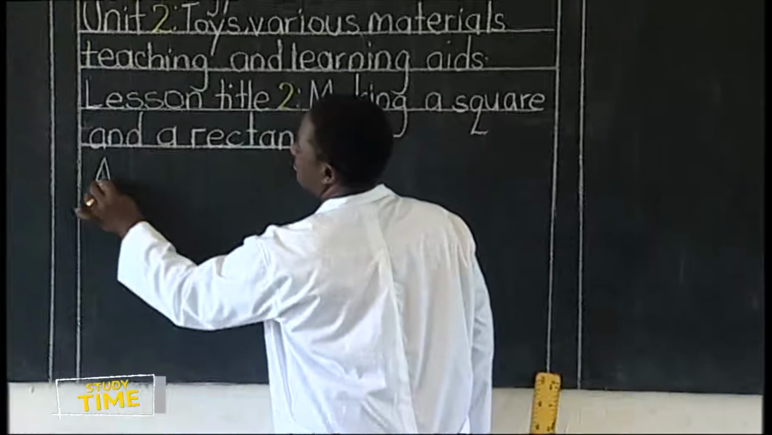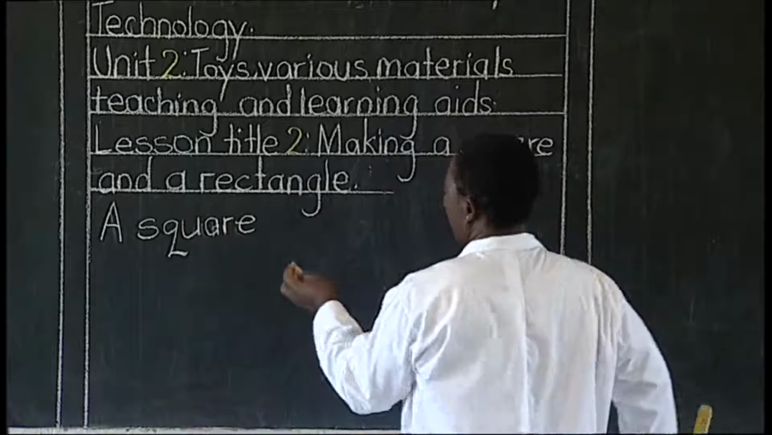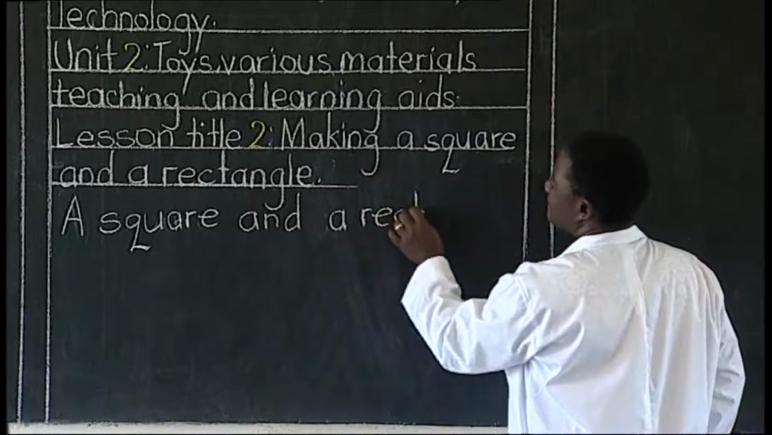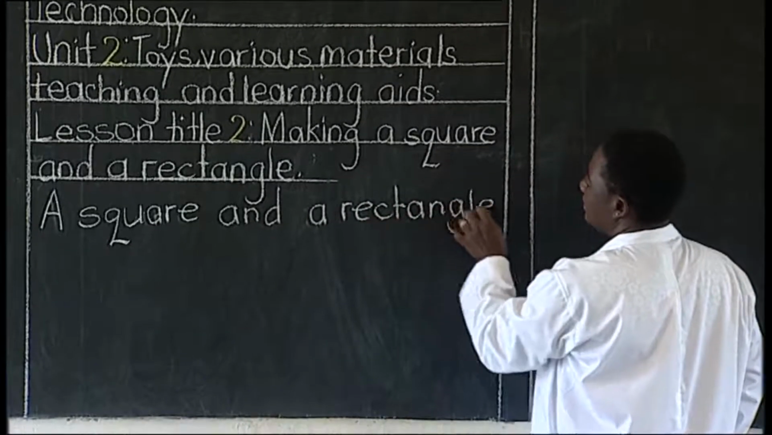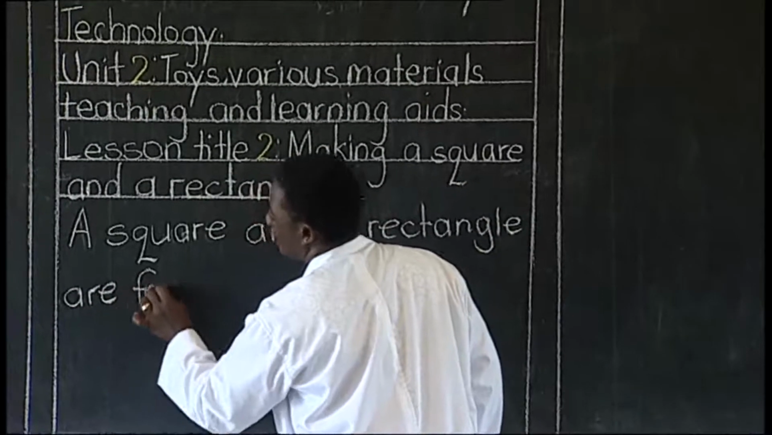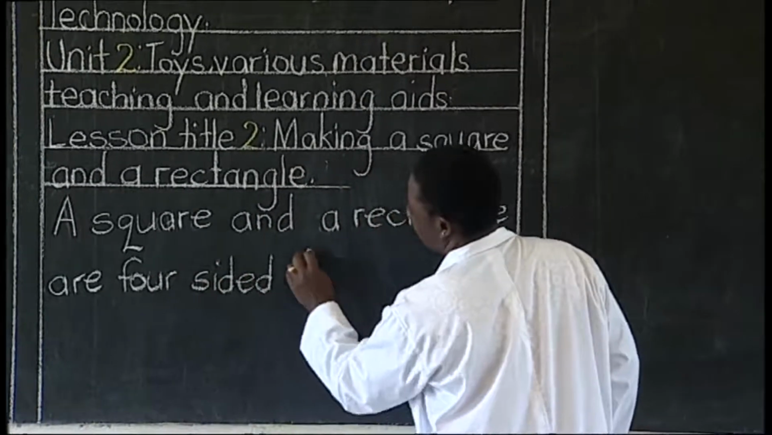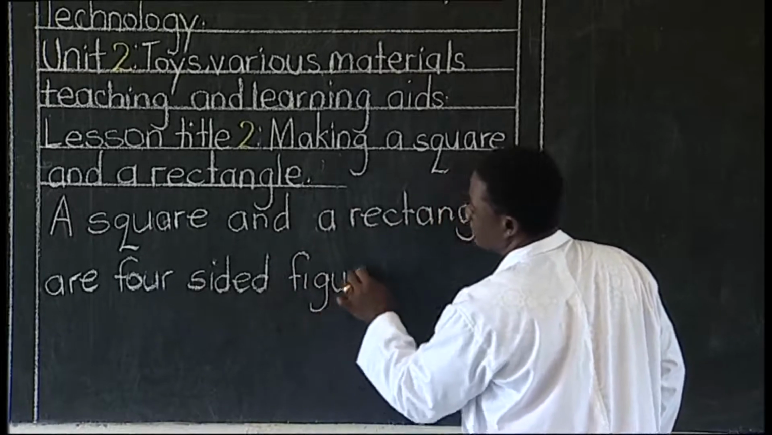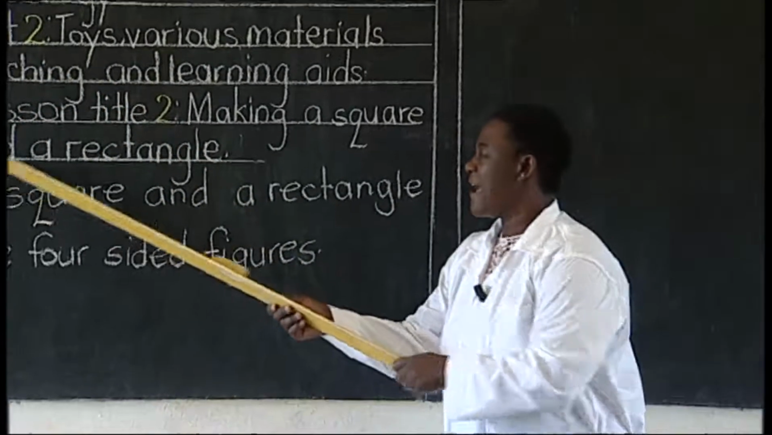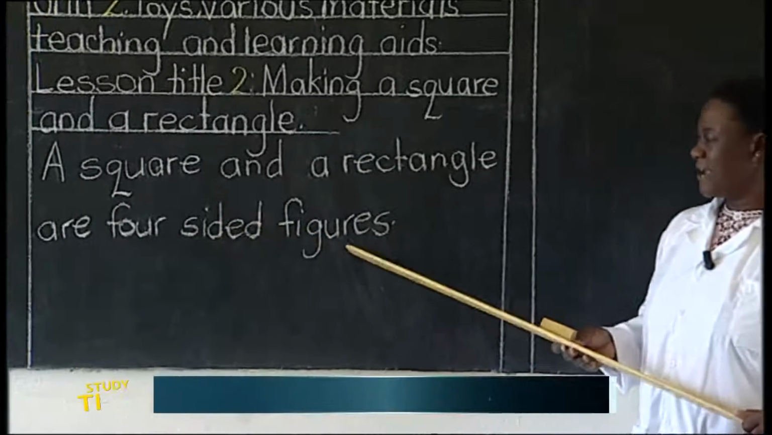A square and a rectangle are four-sided figures.